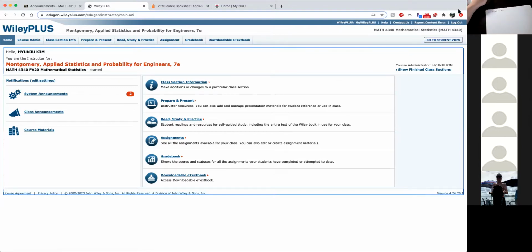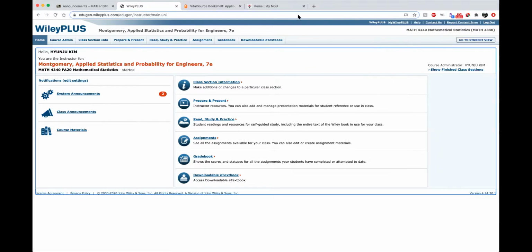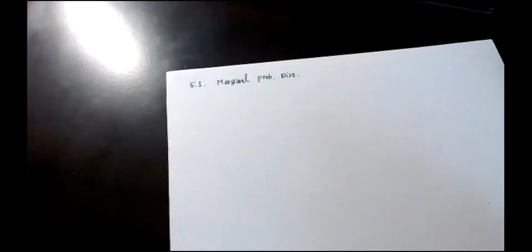Okay, let me see this one. Sharing. All right, so marginal probability distribution. What is this? When we deal with multiple random variables and want to figure out an individual probability distribution, that means the probability distribution dealing with only one variable out of multiple variables. Then how can you do that? That's the marginal probability distribution.